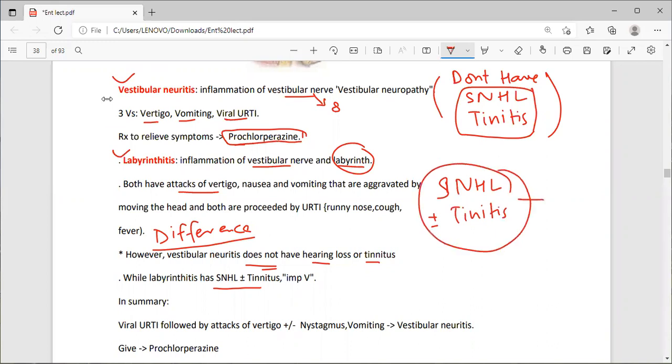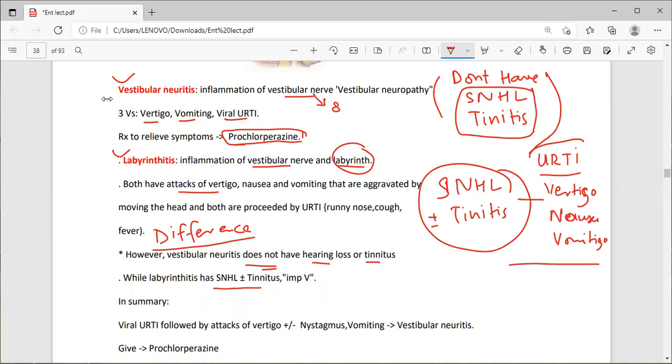So whenever they tell you that the patient comes after an upper respiratory tract infection, and now he is having vertigo, because both of them can have vertigo, and he is having nausea or vomiting, okay. Now you have reached the diagnosis of vestibular neuritis or labyrinthitis, but still you are not sure which one of them it is. So is it vestibular neuritis or labyrinthitis?